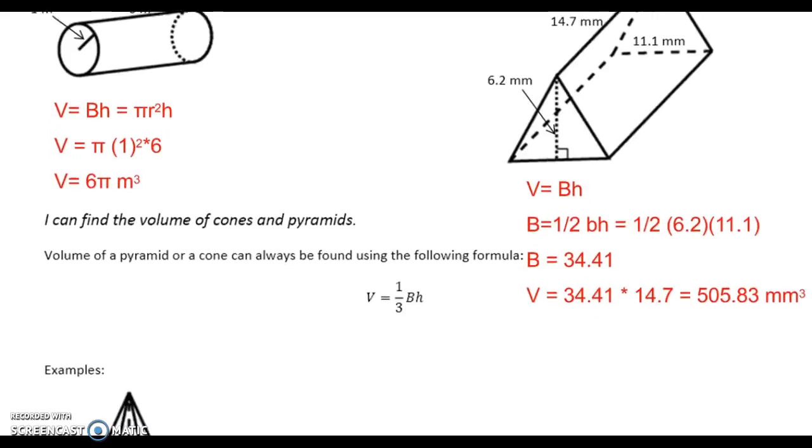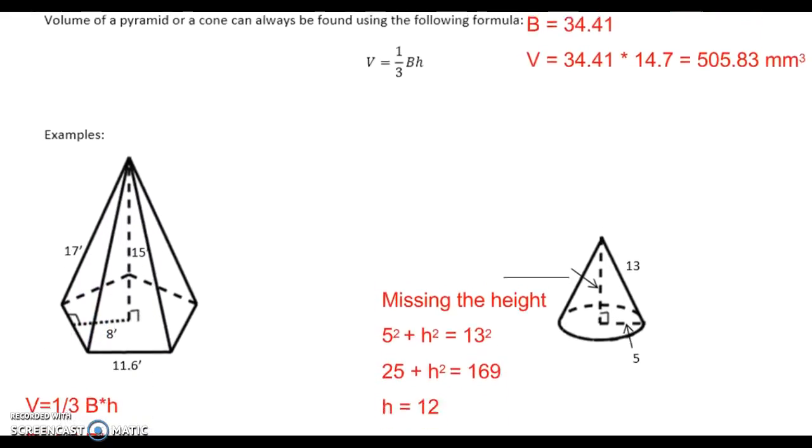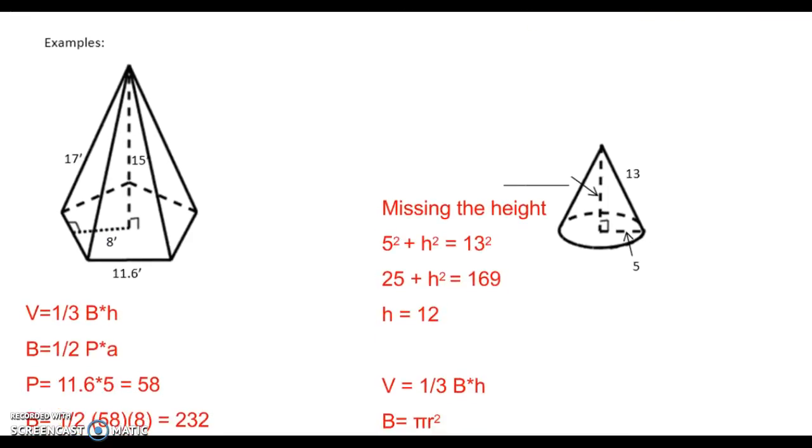Volume in cones and pyramids is remarkably similar to prisms, except rather than dealing with just B and H, we have to divide it by 3 because it comes to a point. So that's what we're going to do. Right here we have a pentagonal pyramid. So I plug in volume equals 1/3 base times height.